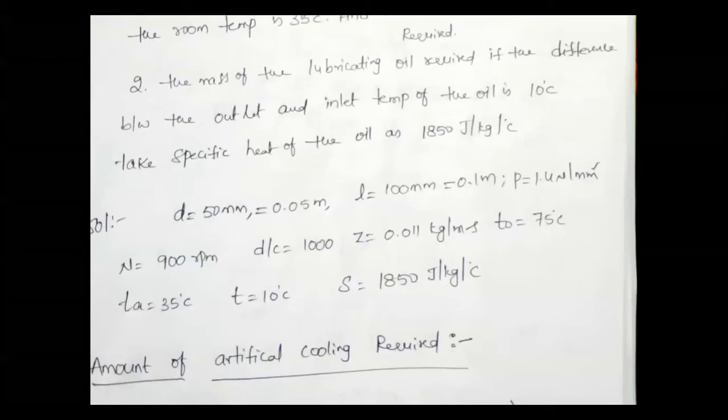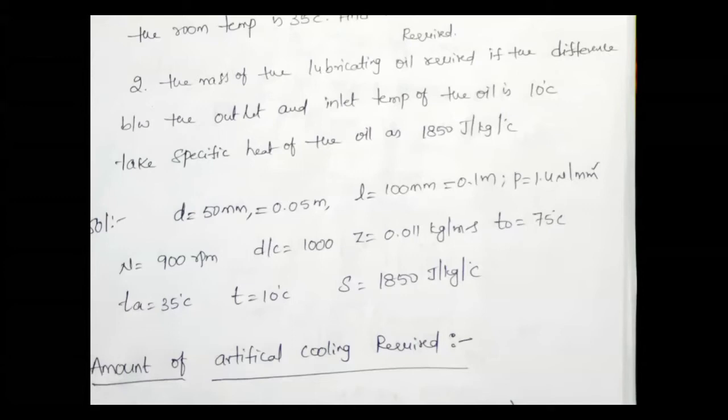The given data already mentioned: diameter is 50 mm and length is 100 mm, the diameter and length of the journal, I mean the bearing. The bearing pressure is 1.4 Newton per mm square, speed is 900 RPM, and the clearance ratio was given, that is 1000.